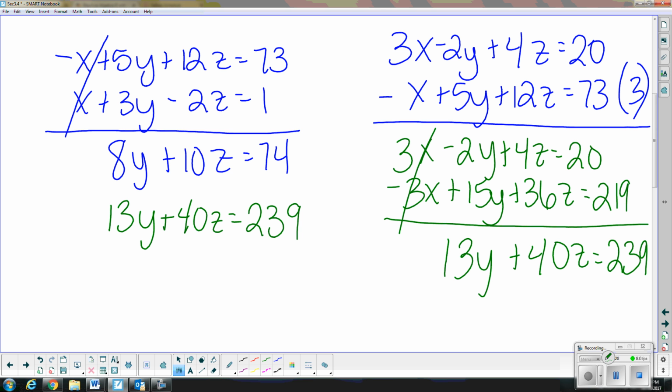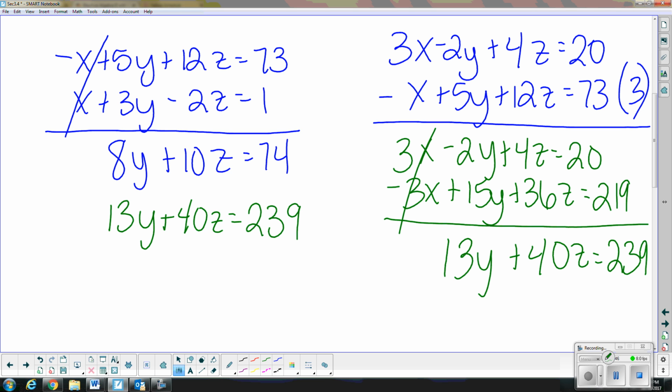Right, now I'm back to what we did in the first couple lessons of this chapter. I have two equations with two variables. So your first step is to eliminate one variable and do that with two pairs of equations. Then you're left with just two equations, two variables. So now what do you want to do?